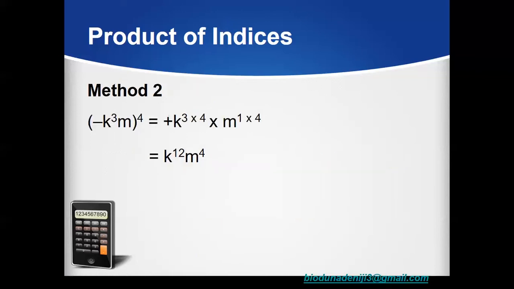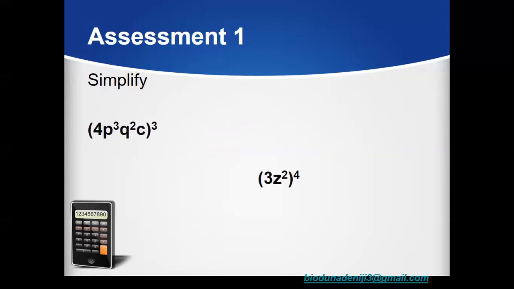If you don't want to go through that route, you can also use the method I explained earlier on. So rather than opening this bracket, all you will need to do is to retain the bases, which are K and M, and multiply the indices. So in this case, minus raised power 4, which is an even number, will give you plus. And then you come again, K raised power 3 times 4, and then M raised power 1 times 4. And that will give you K raised power 12, M raised power 4. Take some moments to simplify these expressions.